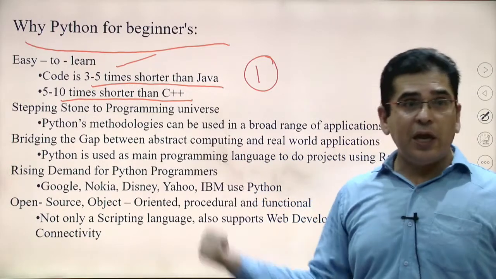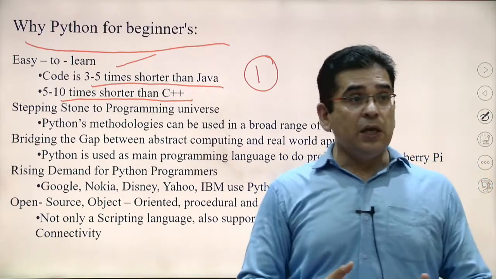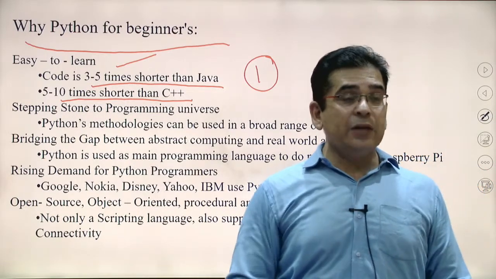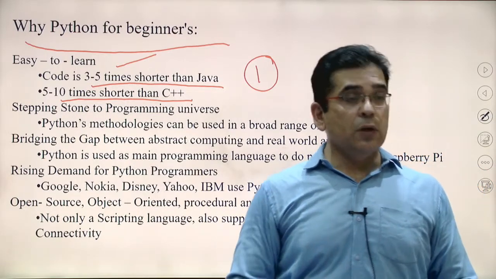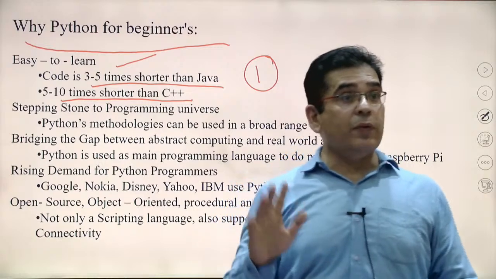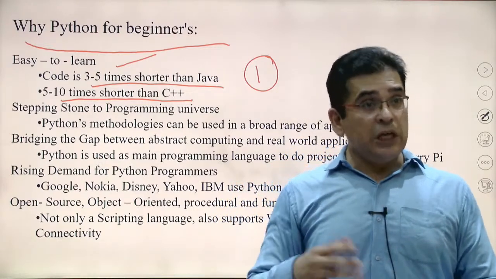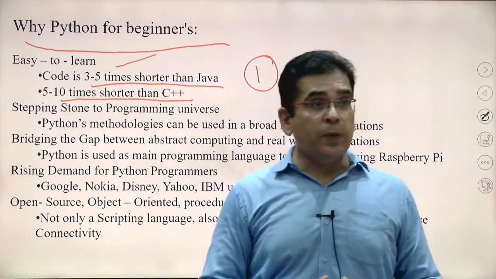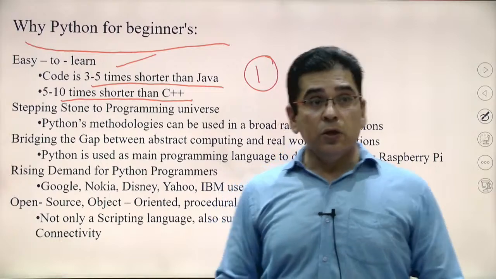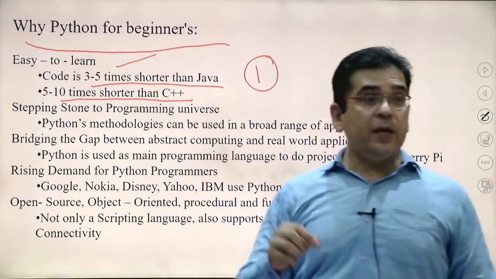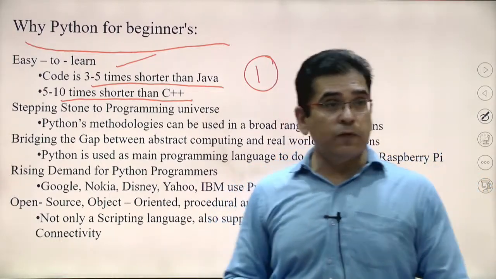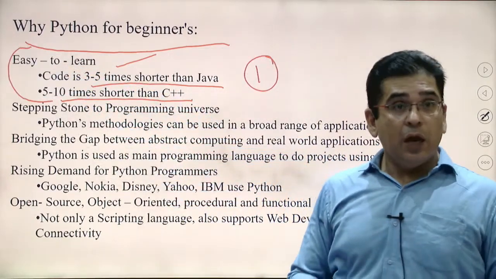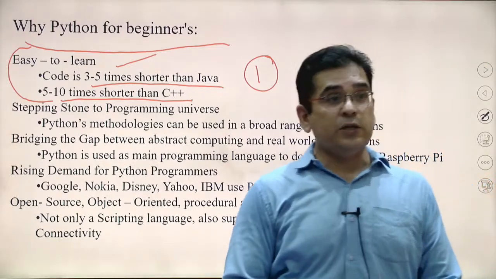I will show you the live demonstration today where we'll see if you just want to print your name on the screen, Python needs only 1 line syntax, but Java needs around 7 to 8 lines, and C++ needs 8 to 10 lines. So it requires a very small number of lines of code. It is easy to learn. I'll teach you in this complete video lecture series.